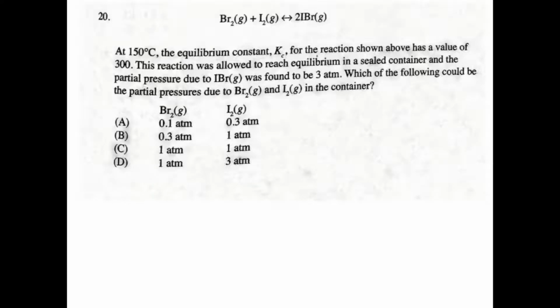For 20, it says at 150 degrees Celsius, the equilibrium constant Kc for the reaction shown above has a value of 300, okay? Which means that my products are going to be favored. This reaction was allowed to reach equilibrium in a sealed container, and the partial pressure due to IBr is found to be 3 atmospheres. Which of the following could be the partial pressure due to Br2 and I2? So I'm going to write out my Kc really quickly, my expression. So I know it's the concentration of IBr squared all over the concentration of Br2 times my concentration of I2.